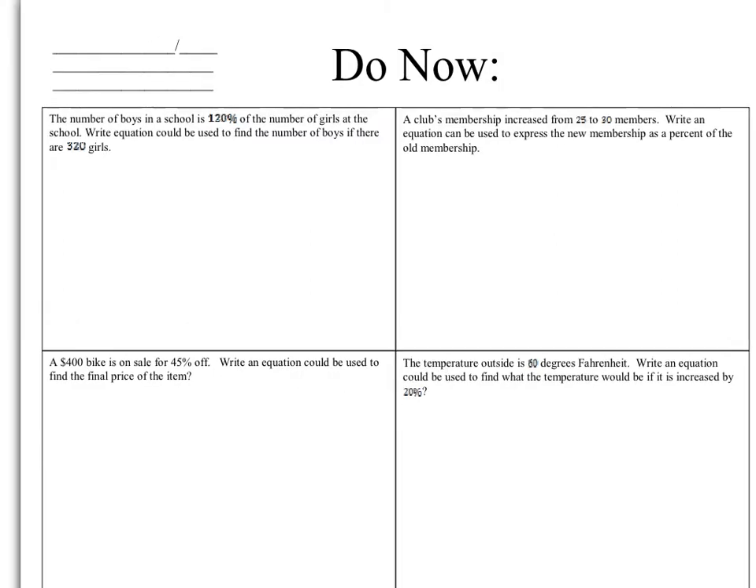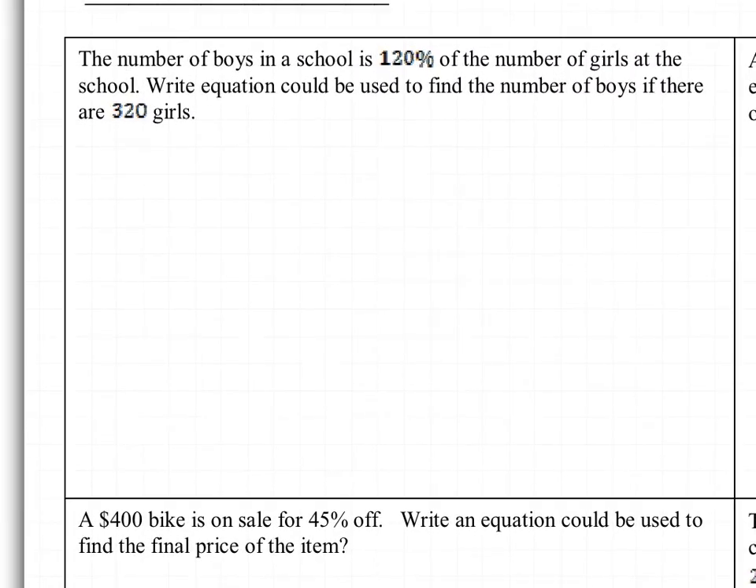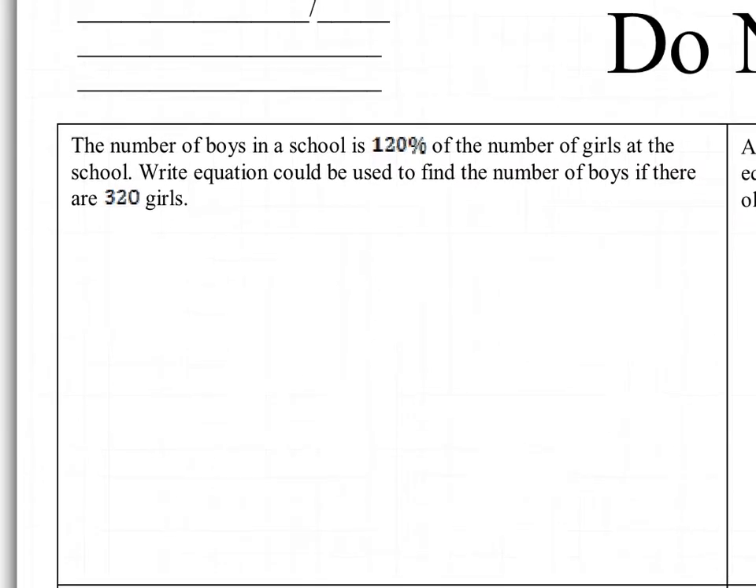All right, so looking at our do now for today, we're just going to look over these really quickly. These are review questions from the quiz. We should be able to write equations for these using the Q is equal to percent times whole equation. The number of boys in a school is 120% of, all right, so we have the 120%. This is a percent of problem, it looks like. There's no percent increase or decrease here, right?